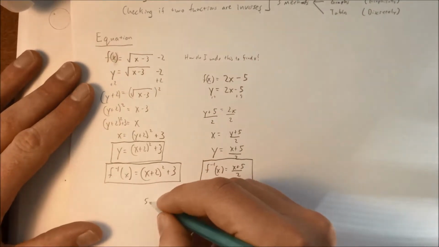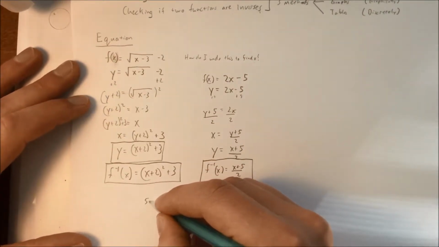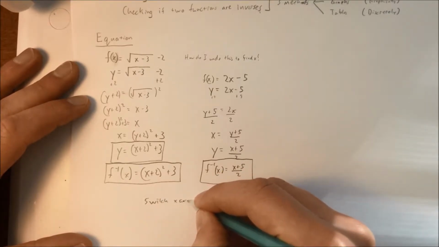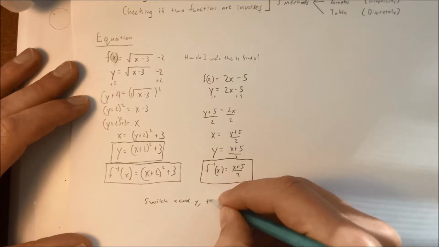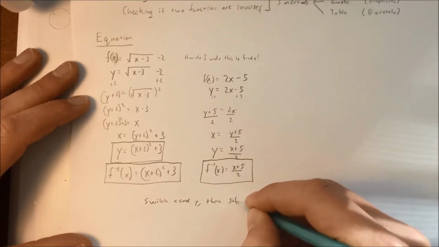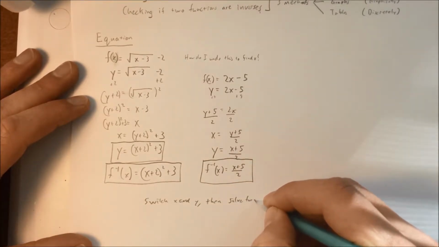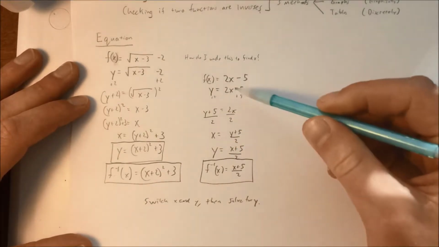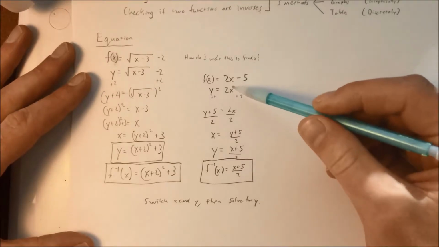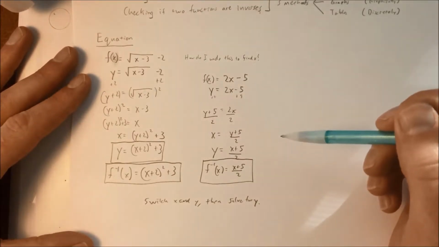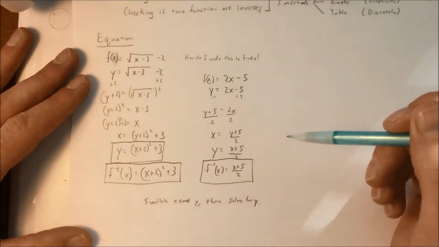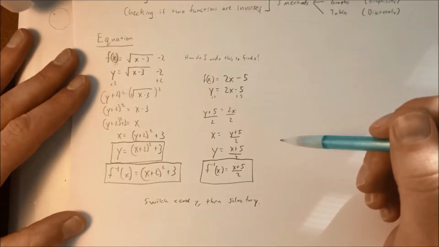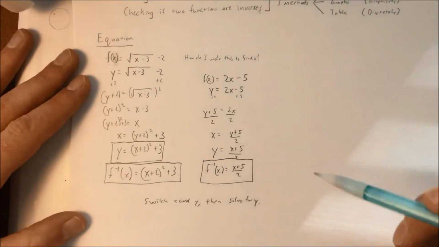So the steps are, most people do it this way. Switch x and y, then solve for y. I did that in my last step. Process is still the same though. We're just trying to undo it, go backwards. All right. Next, I'm going to be showing you a graph here in just a moment of how you can find an inverse graphically.